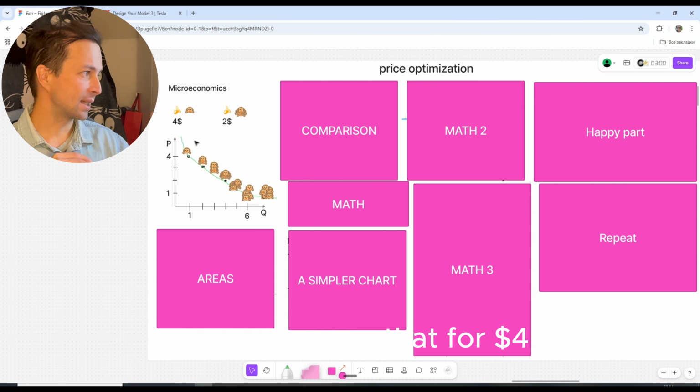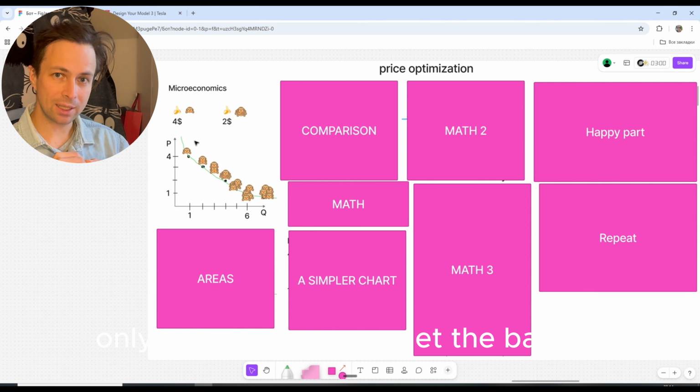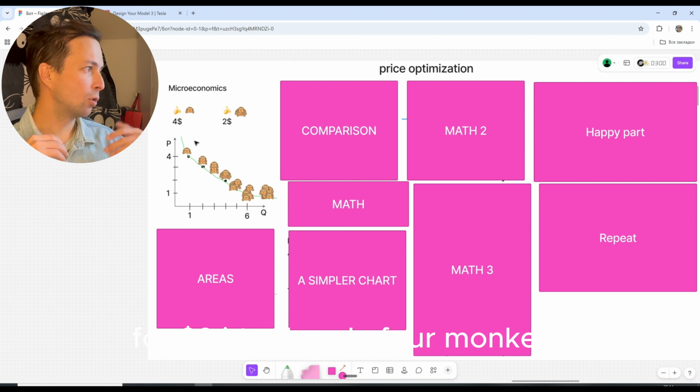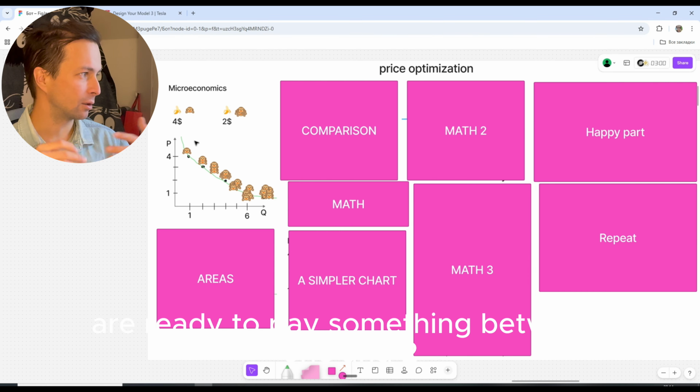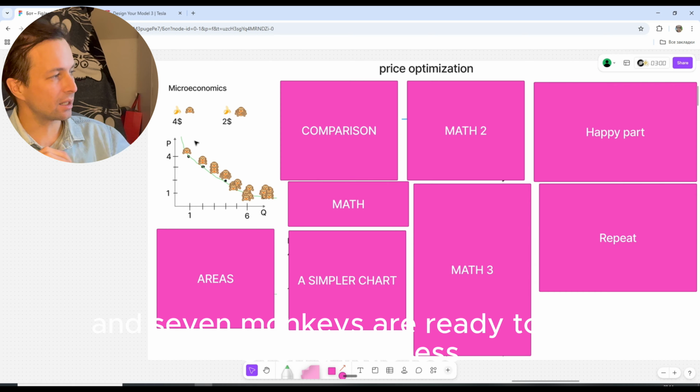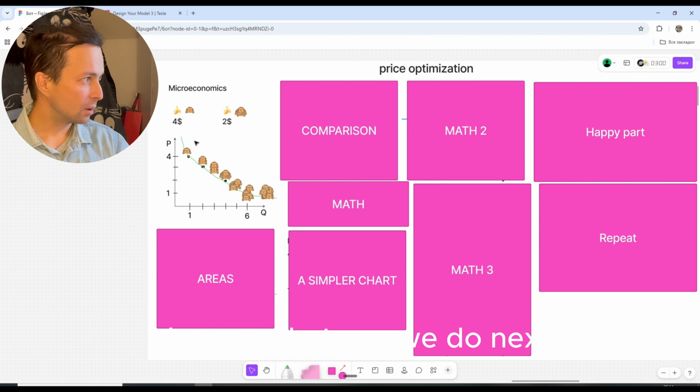So you can see that for $4 only one monkey can get the banana. For $2 it's already 4 monkeys. 6 monkeys are ready to pay $1, and 5 monkeys are ready to pay something between 1 and 2, and 7 monkeys are ready to pay even a little less. Okay, so what can we do next?